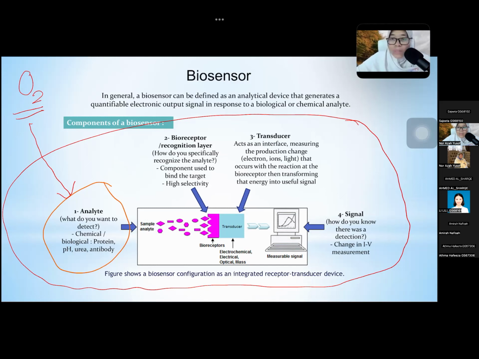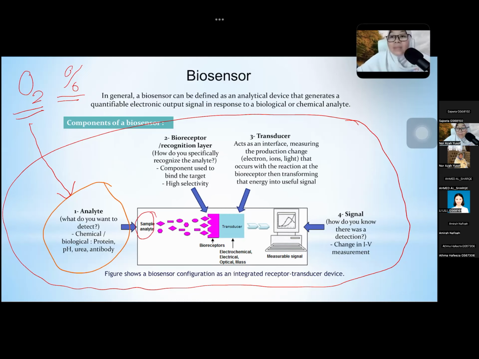Now, of course, whatever you want to measure must be in certain units. For example, if it is oxygen, it is in percent, 90%. If it is below 94%, you have to worry about it. If it is 98%, then it's fine. If it's 100%, it's good. So the concentration unit of the analyte is very important to think about before proceeding in the development of sensors.